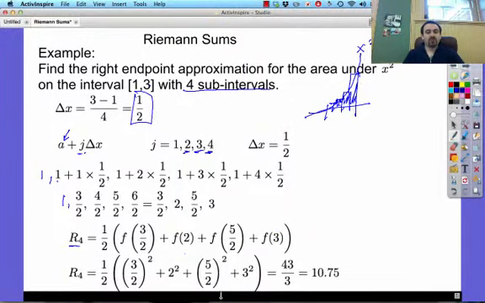Okay. So an approximation for the area under the curve from 1 to 3 is going to be 1/2 times 3 halves squared plus 2 squared plus 5 halves squared plus 3 squared. If I square those and add them up and multiply by a half, I'm going to get 43 fourths, which is 10.75. Okay.